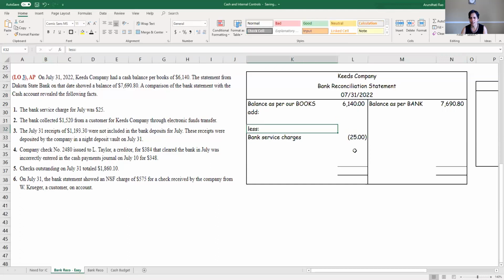But when I'm working in Excel, and even if you're working on this in a notebook, write down in parentheses or the minus sign to remind yourself that when you add this column, it should be subtracted over here.